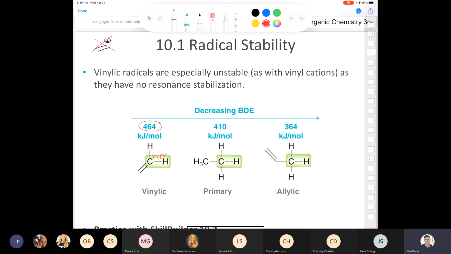So again, just like vinyl cations, we don't see vinyl cations in organic chemistry, okay? So we're not going to see vinyl radicals in organic chemistry either. If you draw a vinyl radical, you know you've taken a wrong turn somewhere.